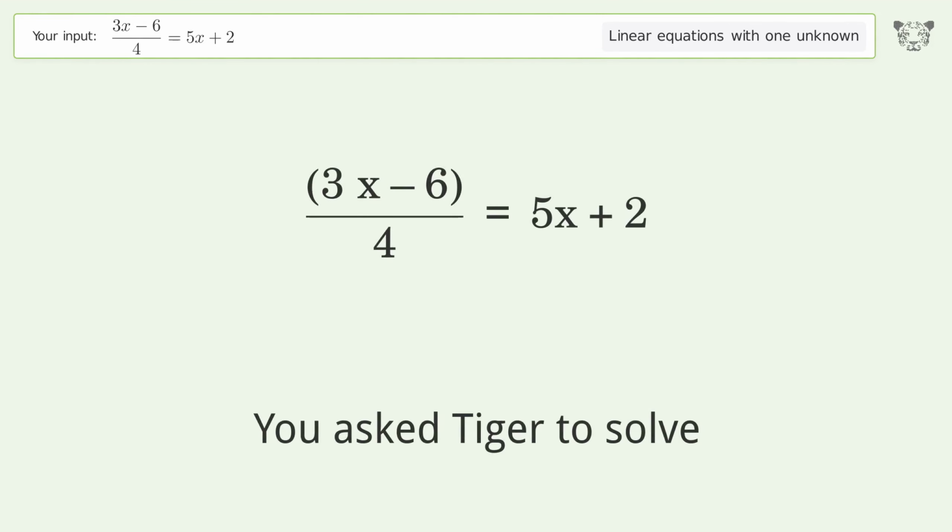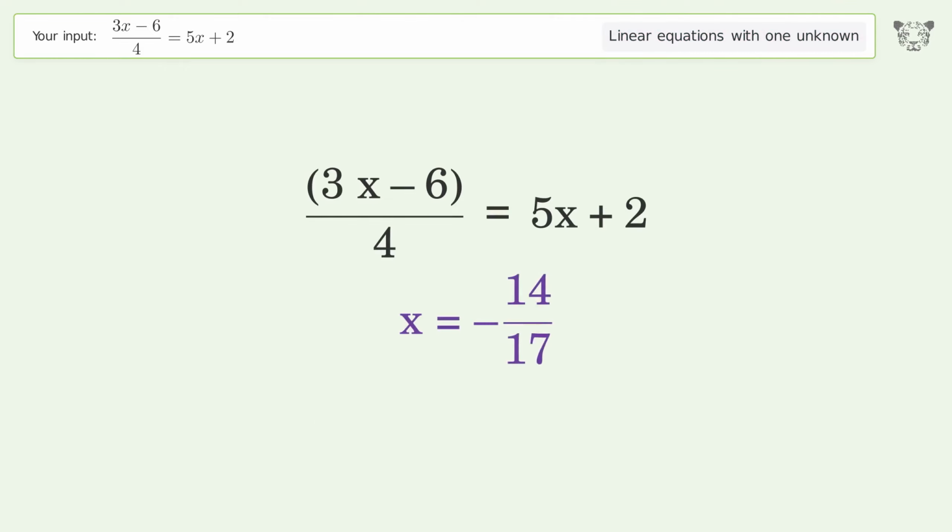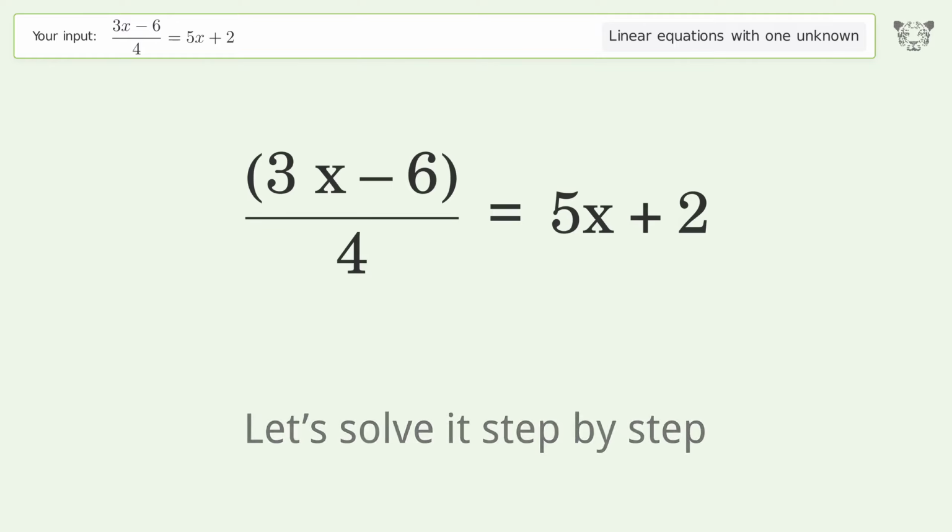You ask Tiger to solve this. It deals with linear equations with one unknown. The final result is x equals -14/17. Let's solve it step by step.